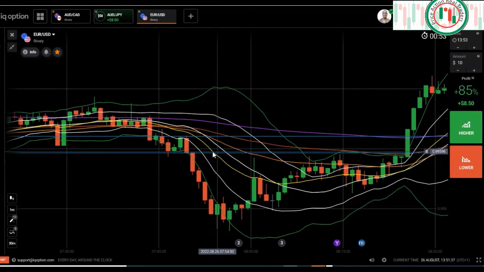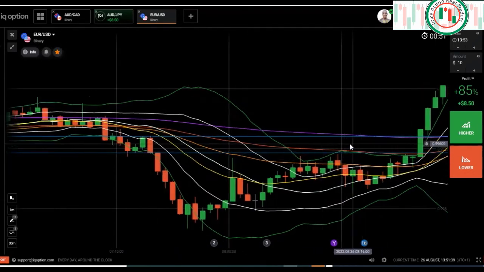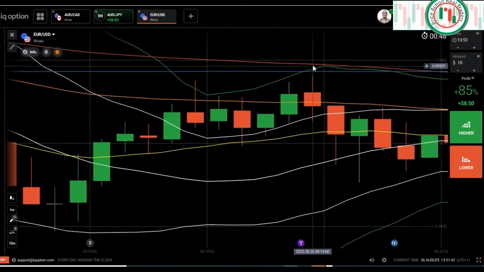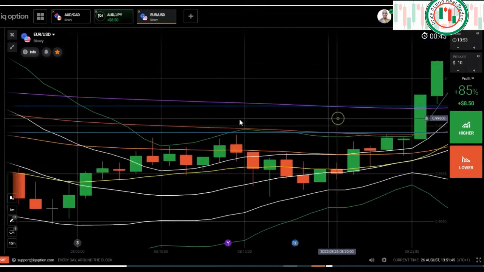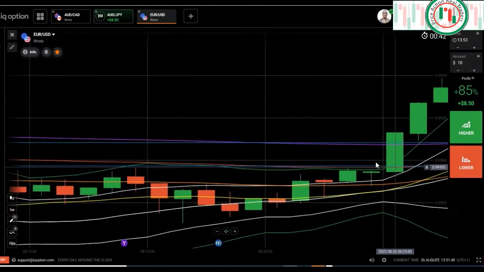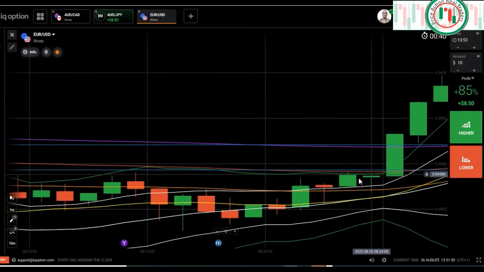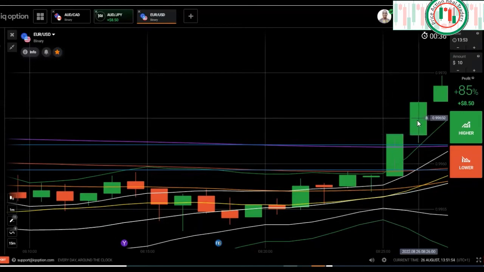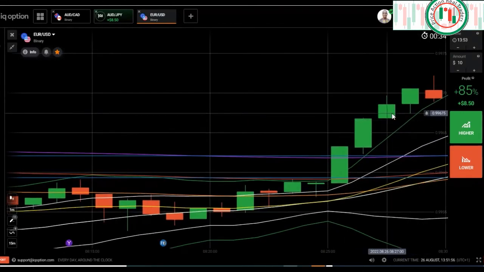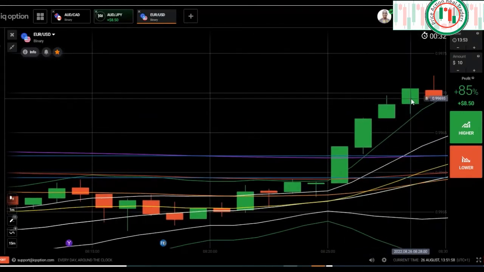So you see here, the market didn't touch here. So this one you should not place your trade here. But here you see a gap. I told you if you see a gap, don't place your trade. You see marubozu, don't place your trade. You see here is a hammer, don't place your trade.